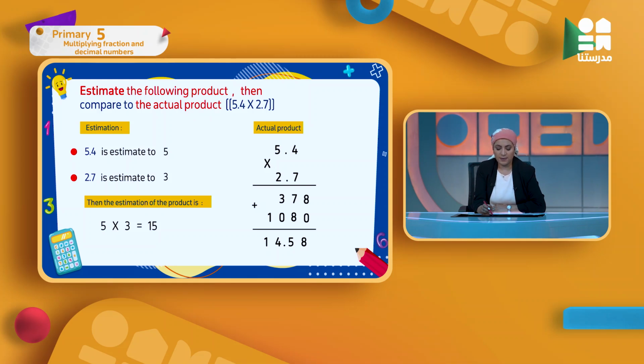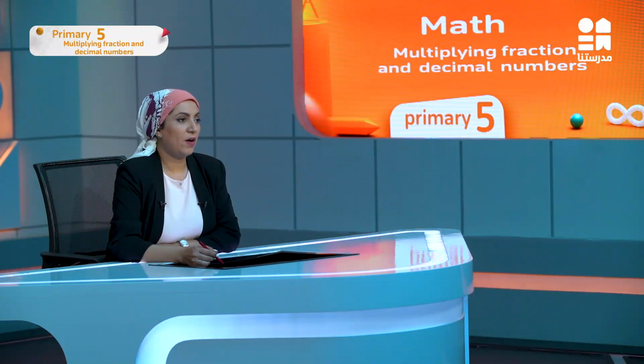14.58. We reminded you today of the multiplication by a one-digit number and a two-digit number, and we discussed how to multiply a decimal number by an integer and two decimal numbers by each other. I gave you an idea about estimating the answer and how to get the actual one.